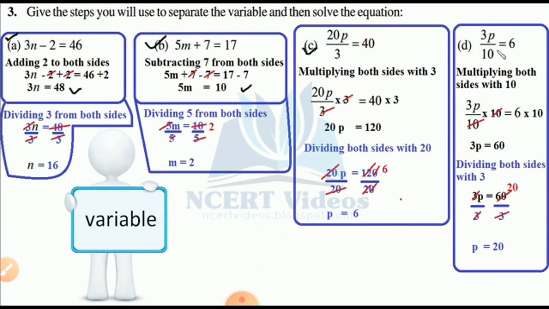These are 12. Yes, like that way. 3p upon 10 is equal to 6. Multiplying both the sides by 10. So the answer is 3p is equal to 60. 10 will cut. 6 tens are 60.